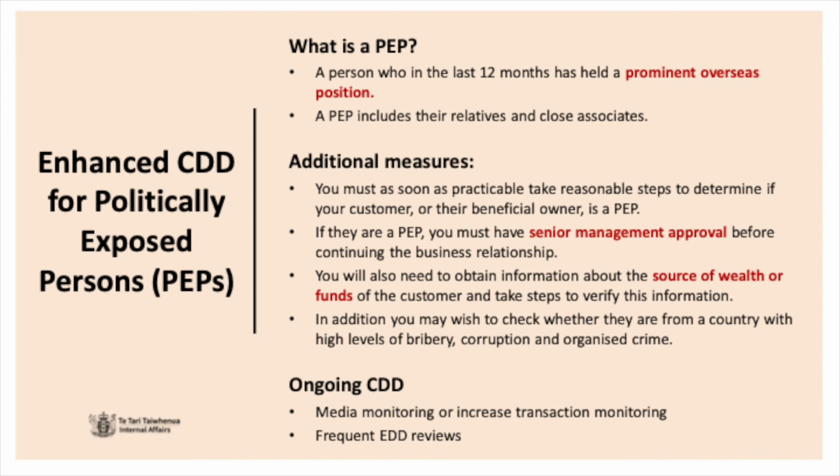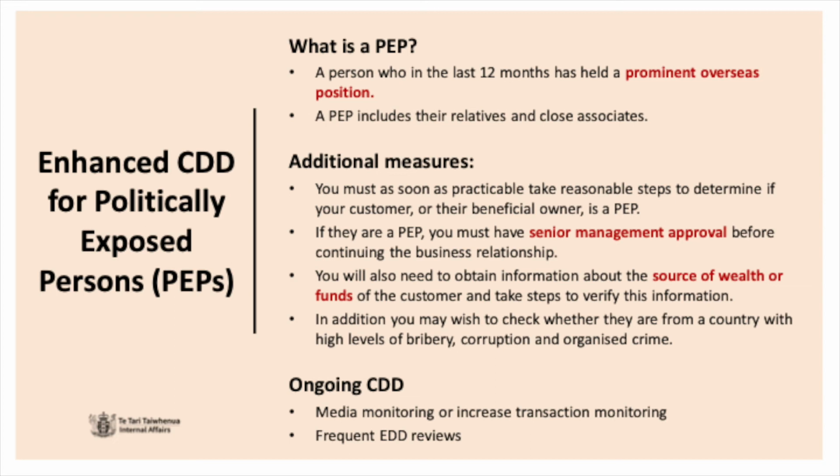For larger or more complex businesses, you may want to consider using the services of a third-party provider and commercially available databases to screen for PEPs. However, if you are a small business, conducting your own open source research may be sufficient.